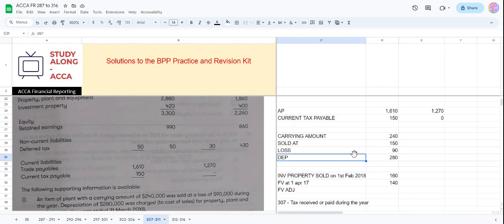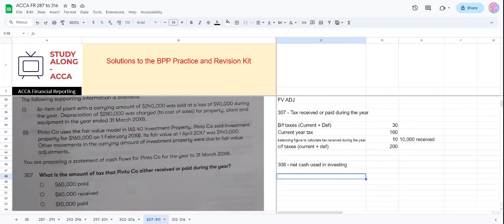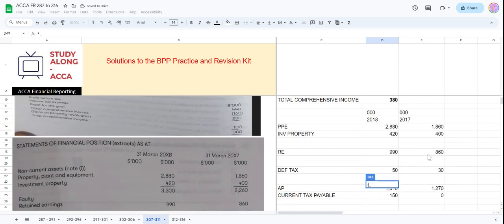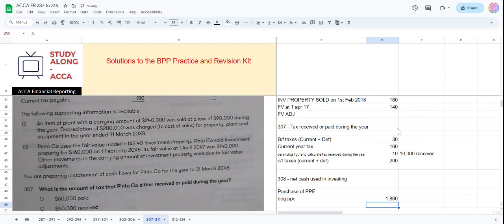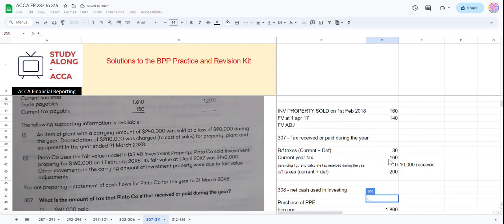Our cash outflow will be the amount we spent on the purchase of PP&E. So that we need to calculate first. The other two pieces of information are already given. Purchases of PP&E is what we are going to calculate. So we have the beginning PPE. How much is the beginning PPE? That is 1860. And we had other things as well, like this revaluation gain that we will also add. We have a revaluation gain of how much?